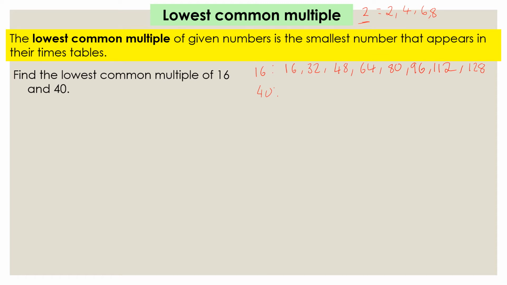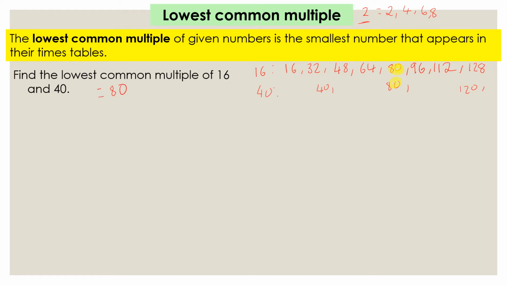Okay, do my 40 times tables then. So I've got 40, 80, 120, and so on and so forth. And you'll see straight away that both of them have 80. That is the lowest number that is in both times tables. So our answer would be 80.